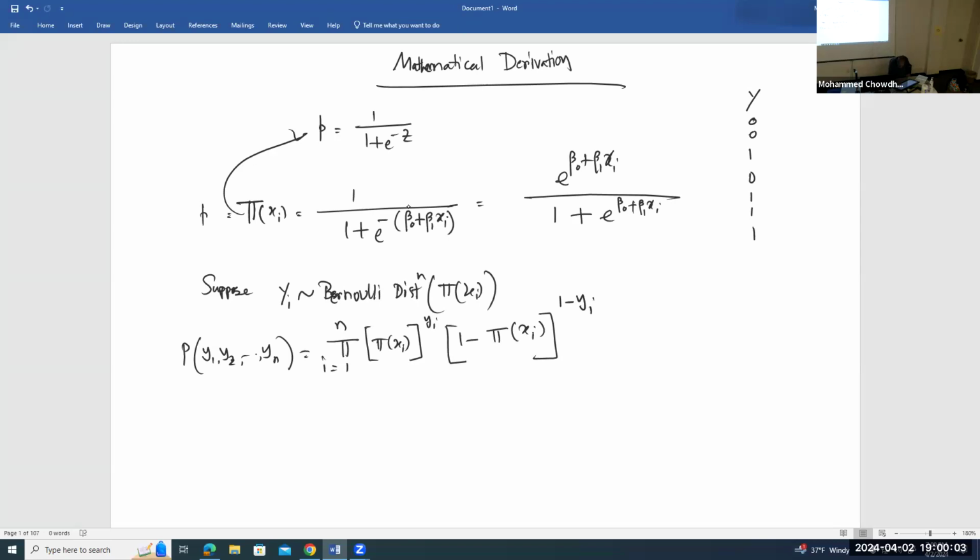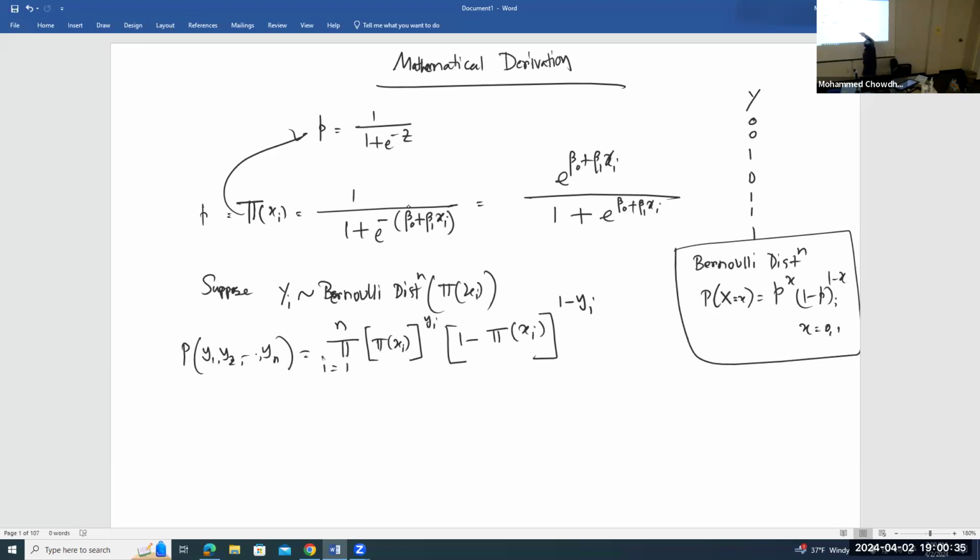In statistics, there is a distribution known as the Bernoulli distribution. The Bernoulli distribution is just for two outcomes. The probability of X equal to x could be written as p to the power x times 1 minus p to the power 1 minus x. This x can take the value only 0 or 1. This is called the Bernoulli distribution. If you plug in x equal to 0, that means failure, you get 1 minus p, right? If you plug in x equal to 1, that means success, you get p, right?